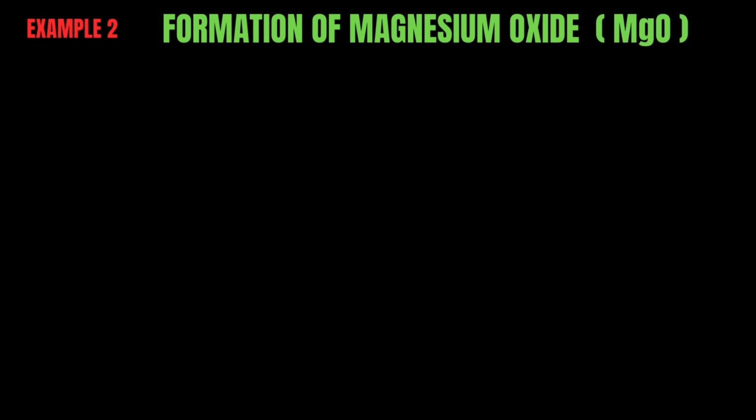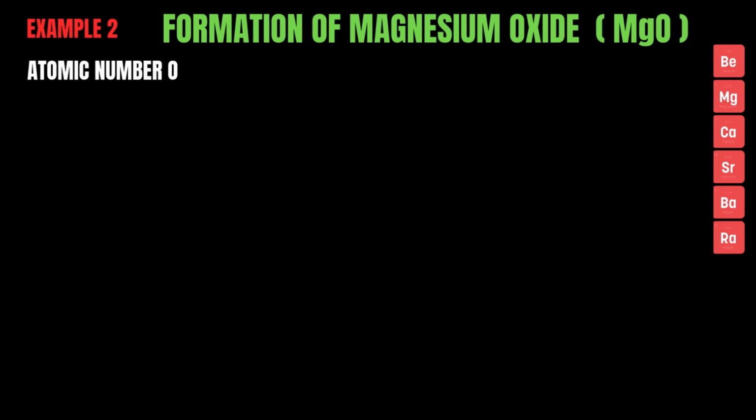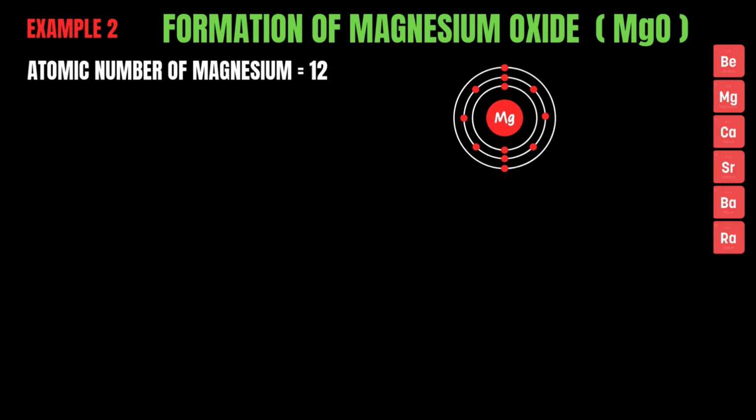You need to understand that magnesium belongs to group 2 of the periodic table. The atomic number of magnesium is 12. This means magnesium has 12 electrons. The electronic configuration of magnesium is 2, 8, 2, which means magnesium has 2 electrons in its outermost shell.